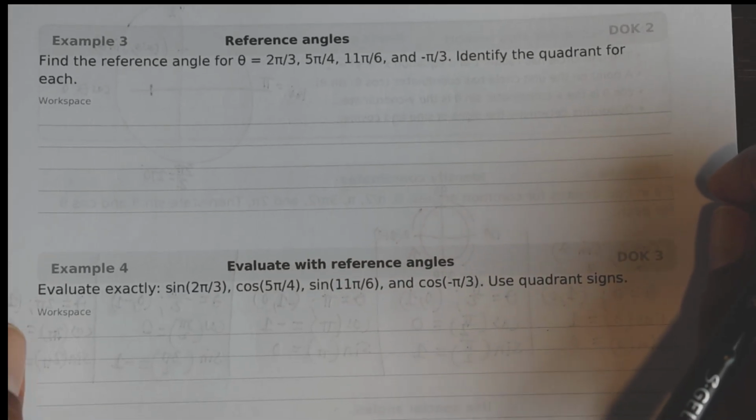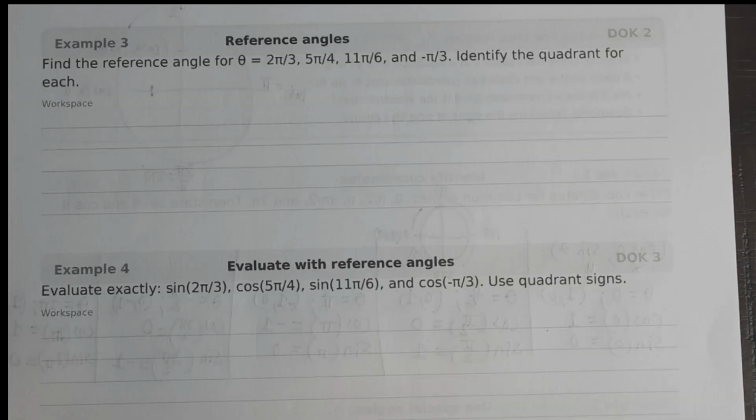Example number 3. Find the reference angle for theta equals 2 pi over 3, etc. Identify the quadrant for each. So these are reference angles, and all we have to do is identify the quadrant. A reference angle is the positive acute angle between the terminal side and the x-axis.